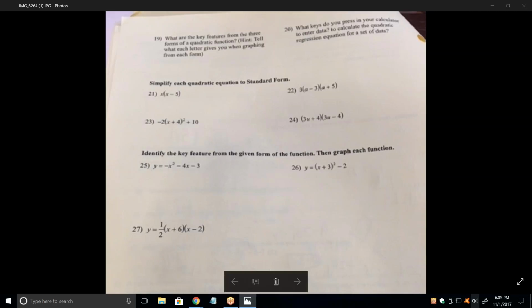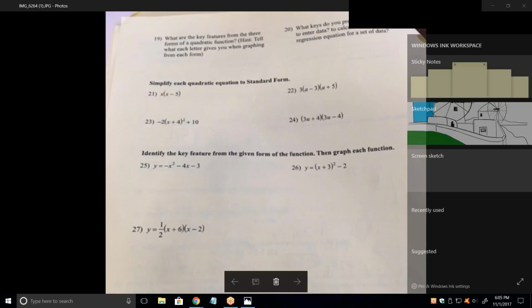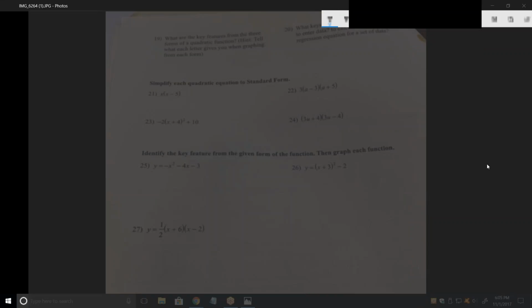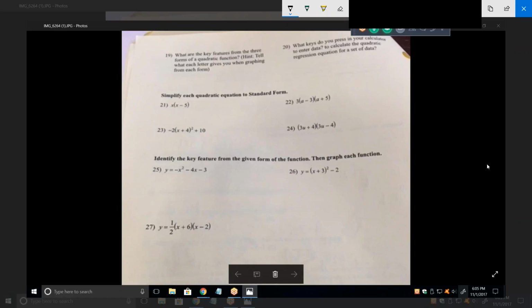For this session, let me write it up here. There's something interesting about 25, 26, and 27. Notice that 25 is in standard format. Standard format being this.